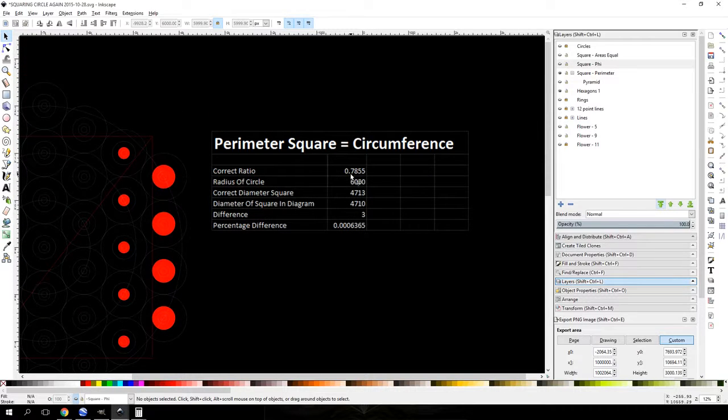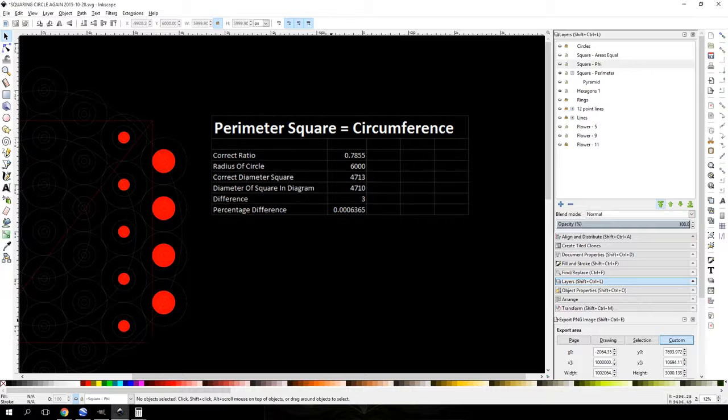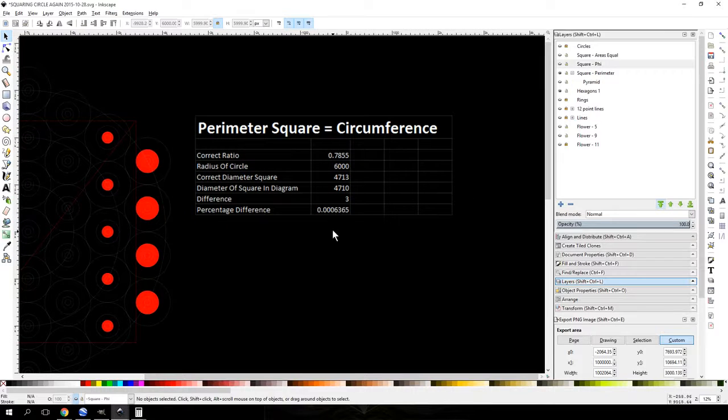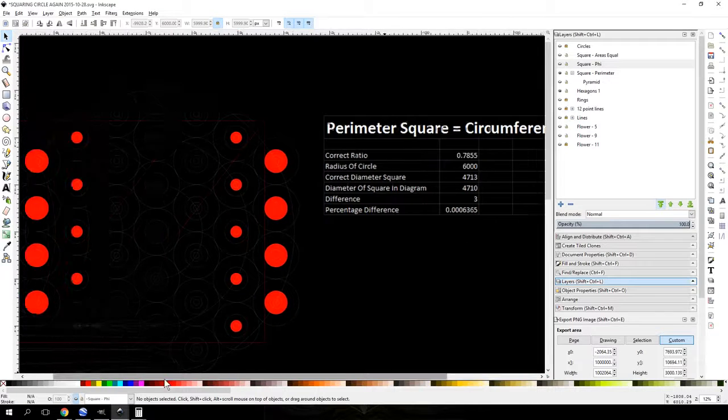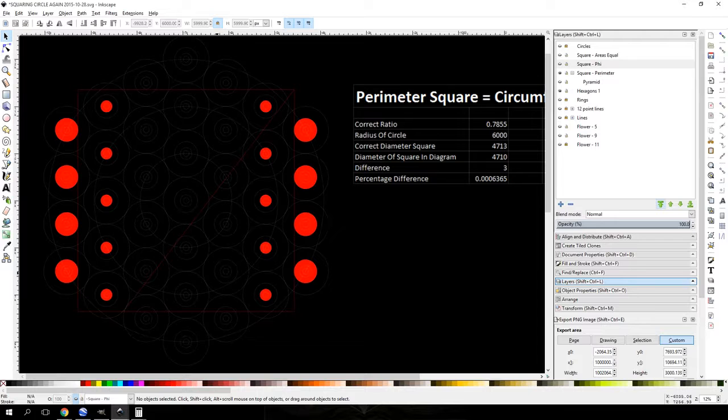So the correct ratio of the diameter of the square to the circle is 0.7855. And the radius of the circle here is 6,000. The correct diameter of the square would be 4713. And the diameter of the square you see in my diagram is 4,710. And as you can see, the margin of error is extremely low. It's like 0.0006, so that's 6/10,000ths of the units here.